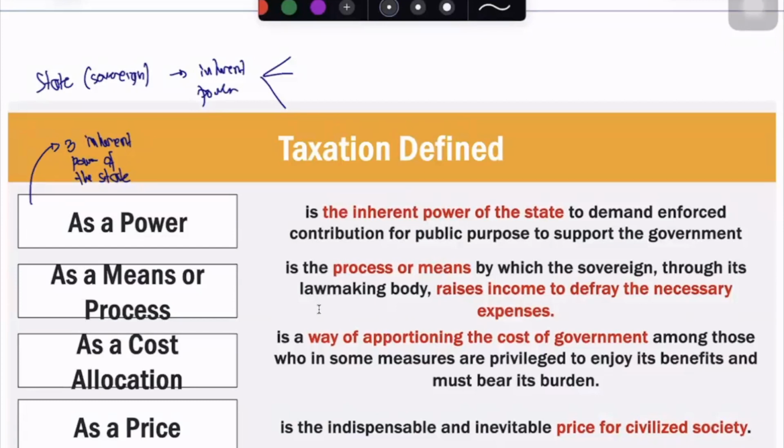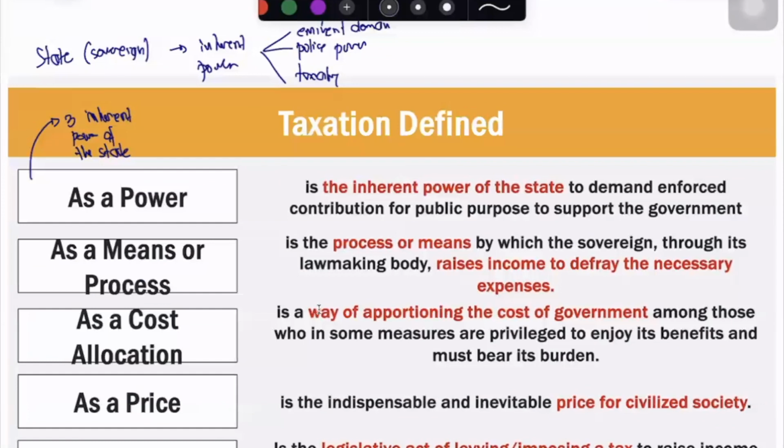As I said, first, it is eminent domain. Next, police power. Third, taxation power. Therefore, in the definition of taxation on the first part, as a power, we're talking about the taxation power as an inherent power of the state. It is an inherent power of the state to demand enforced contribution for public purpose to support the government. And you have already learned that it is an enforced contribution, a means, because again, it is compulsory. It is not discretionary. It is obligatory. In short, you are obliged to pay taxes.